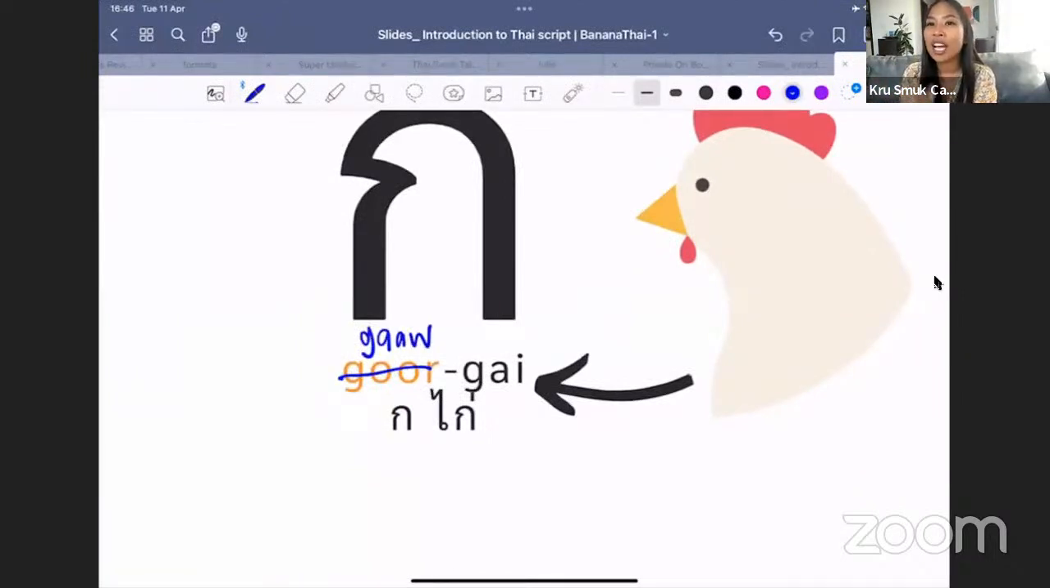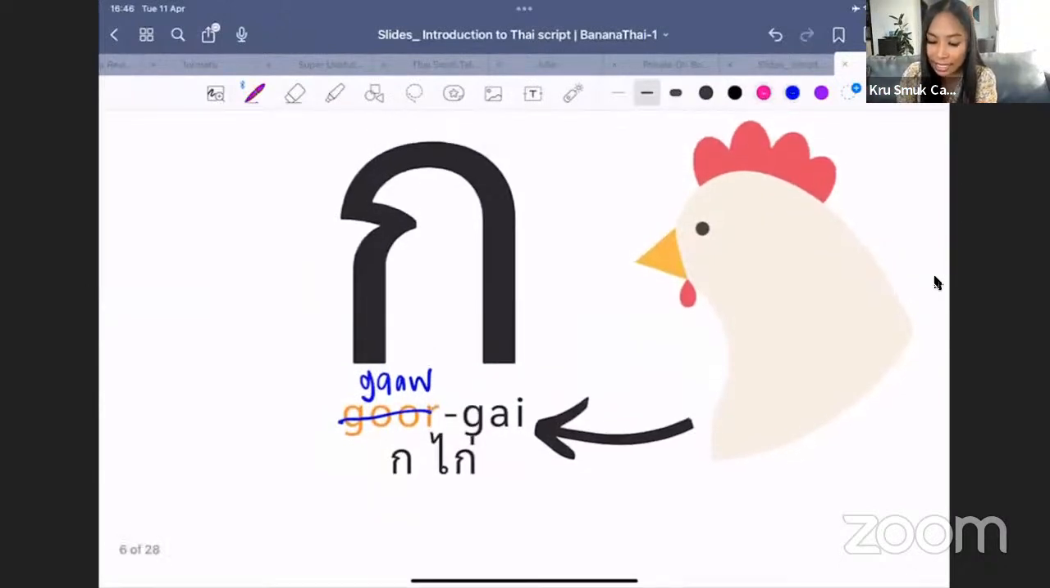Awesome, กอนะคะ กอไก่. Because this letter has a g sound, g initial consonant sound. Please pronounce it. g. Yes, g, exactly. And all of the consonants always come with the 'aw' sound, so in this case it's กอ, right?